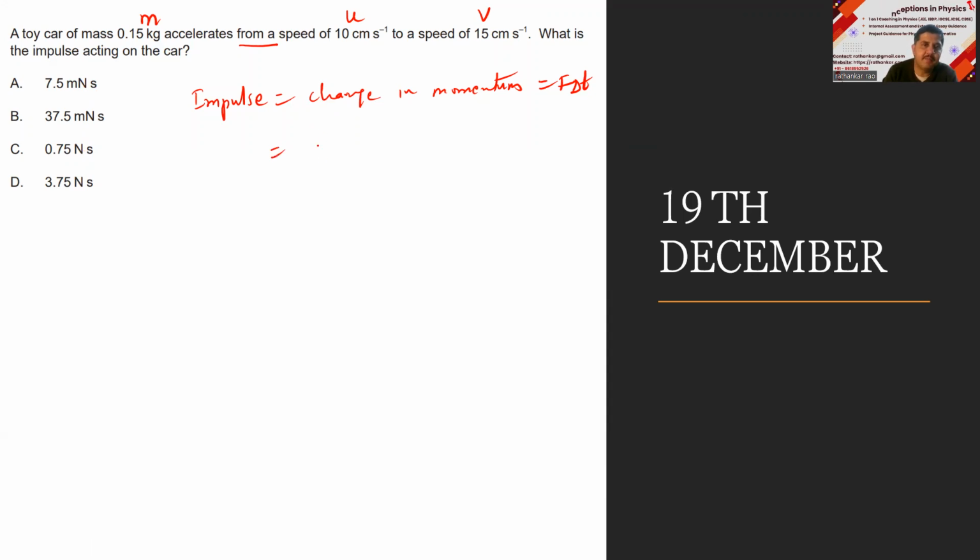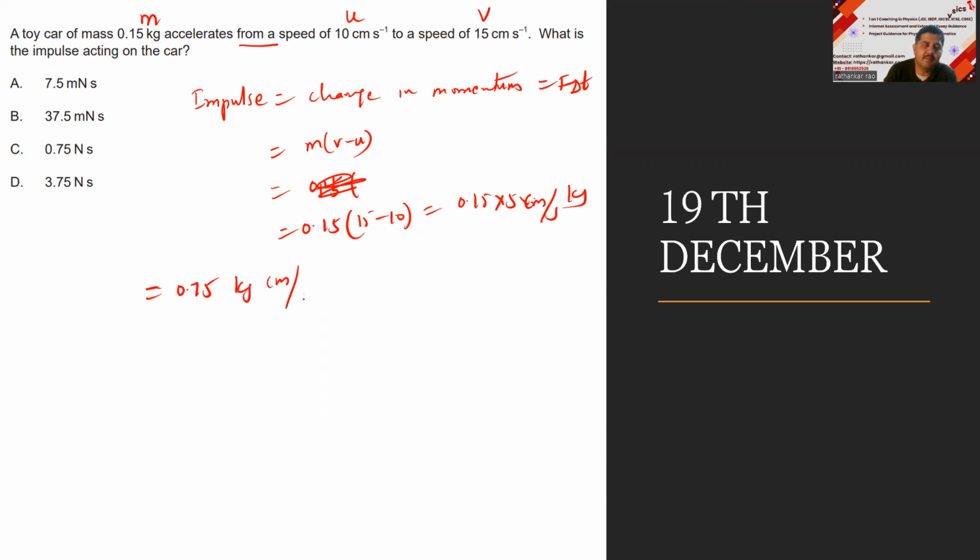So change in momentum means what? It is m into v minus u, right? So what is m? 0.15 multiplied by (v, 15 minus u, 10), which will be equal to 0.15 into 5 kg centimeter per second. Units are very important. If you do not write the units, you will lose marks. So 5 into 0.15 is 0.75, 0.75 kg centimeter per second.